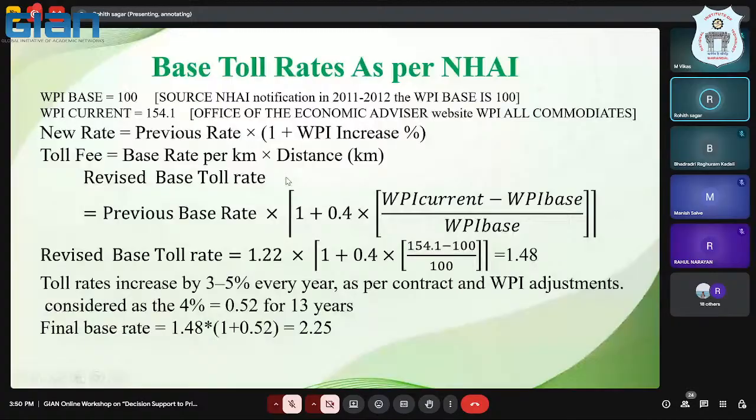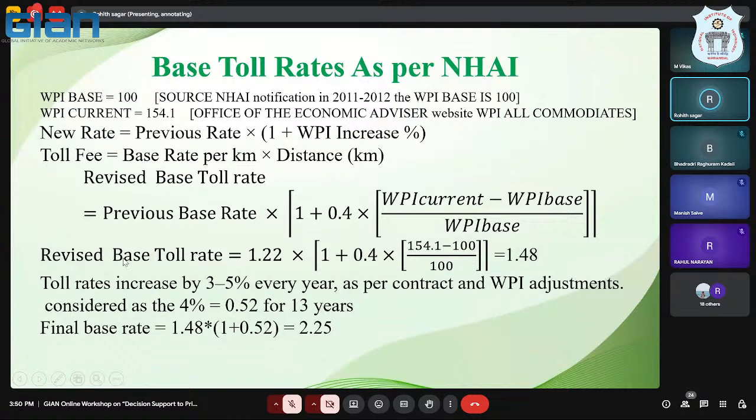So the revised base toll rate equals the previous base rate into 1 plus 0.4 of (WPI current minus WPI base) by WPI base. Here 0.4 is because NHAI has given that toll rates increase by 3 to 5% every year. So we have taken 4%.